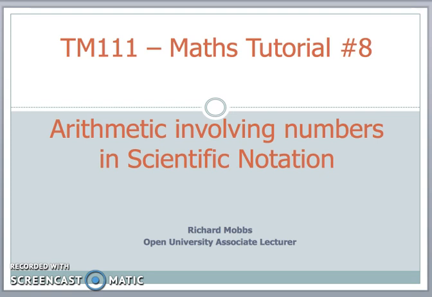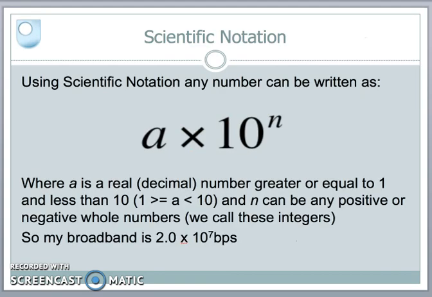Just as a reminder, numbers in the scientific notation are of this format. They're of the form A times 10 to the n, where A is a real decimal number, and its value is equal or greater than 1 but less than 10. So it can go up to a maximum value of about 9.9999, etc. So the first part is a single number followed by a decimal point and some decimal places, and the second part is 10 raised to a particular power n, where n can be a positive or negative whole number.